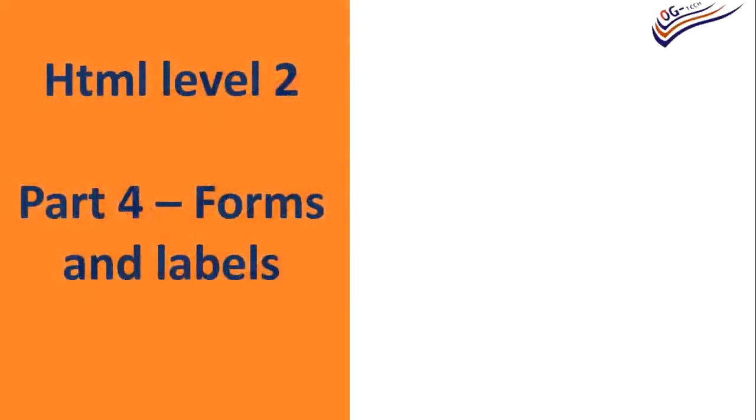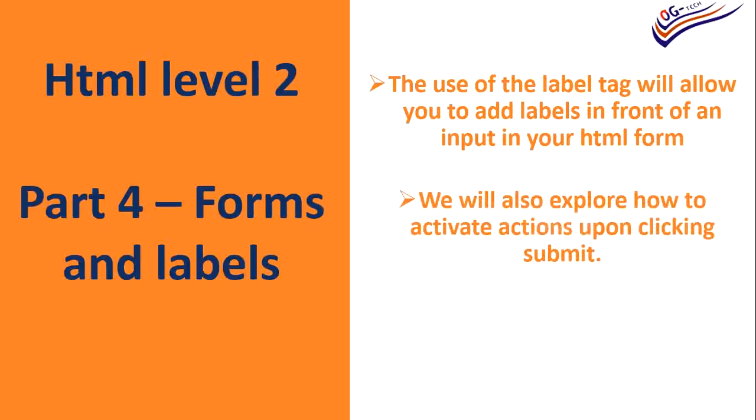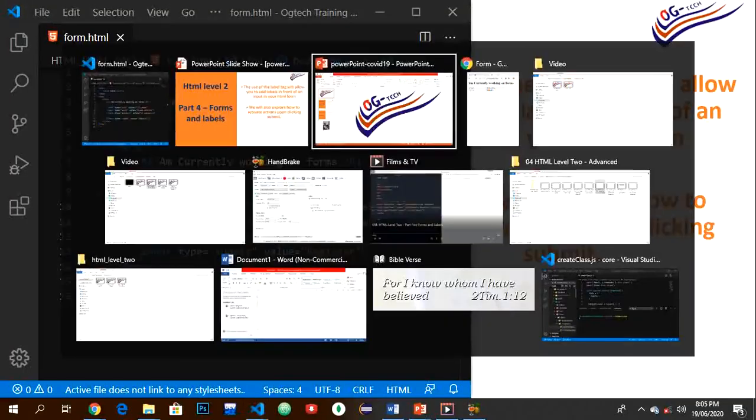All right, so today we are still in HTML level 2, and this is part 4, forms and labels. So today we're going to be looking at label, how to add a label to an input. I just want you to know that the use of the label tag will allow you to add labels in front of an input in your HTML form, and we will also explore how to activate actions upon clicking a submit. So without wasting much time, let's dive in and let's do some coding.